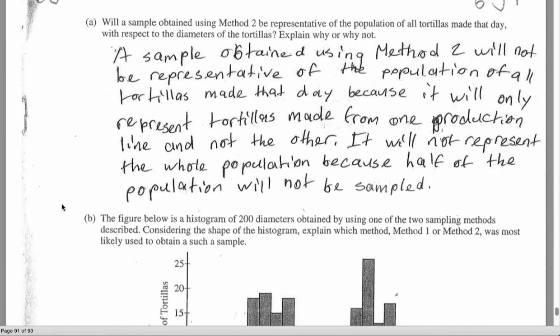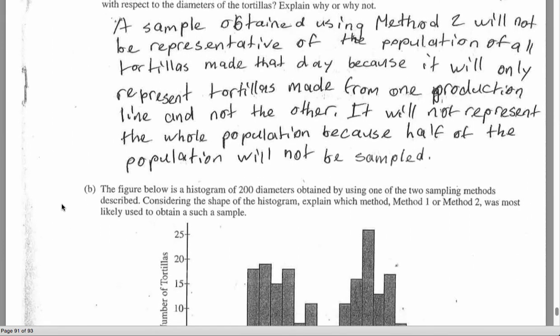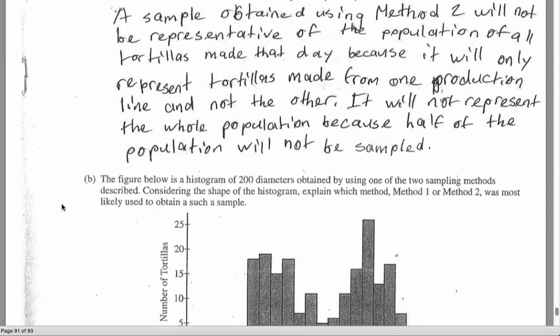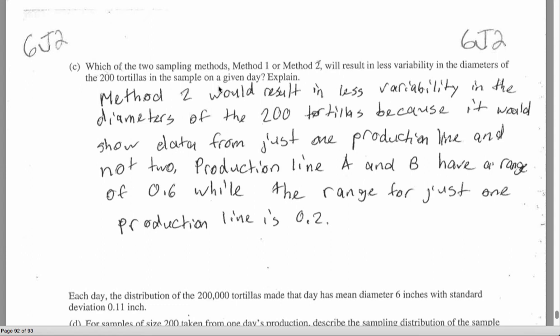And the last example I'd like to look at is J. Once again, the student answered A, B, and C correct. They did use a little different argument in part C. They said method 2, which is correct, would result in less variability because it's only from one production line. And again, if they'd have stopped there, they'd have been correct. They go on, though, to talk about the ranges. Now, had they just argued about the ranges, this would have been okay.